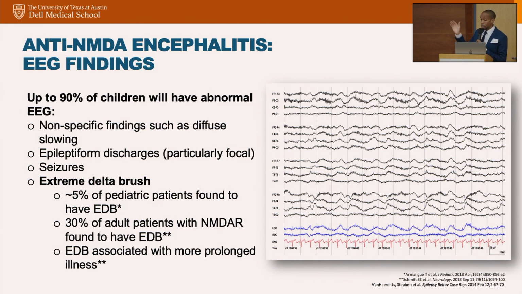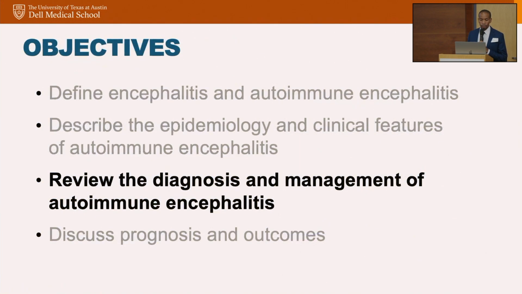On this EEG here is an example of extreme delta brush, which is essentially these slow delta waves with the overriding fast beta activity. That's kind of like the pathognomonic finding in NMDA receptor encephalitis. Okay, so let's review the diagnosis and management of autoimmune encephalitis.